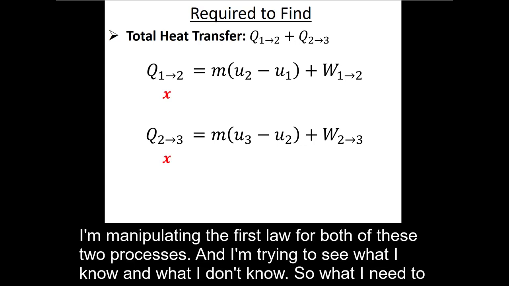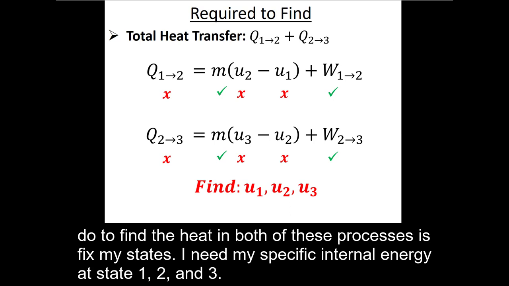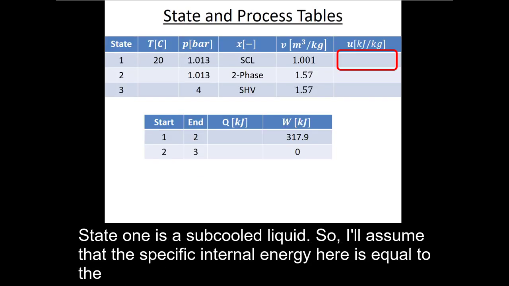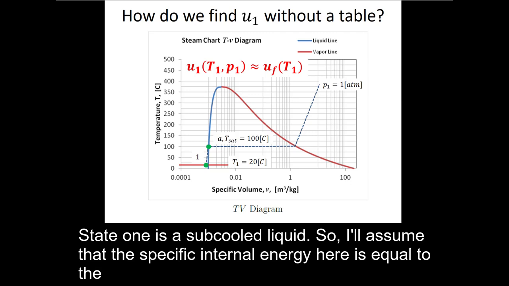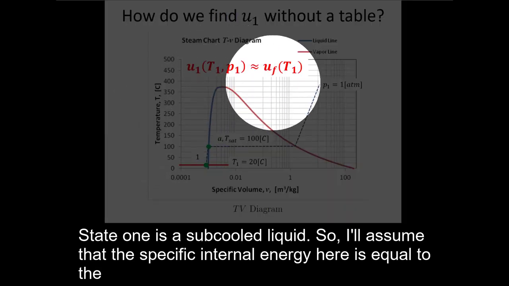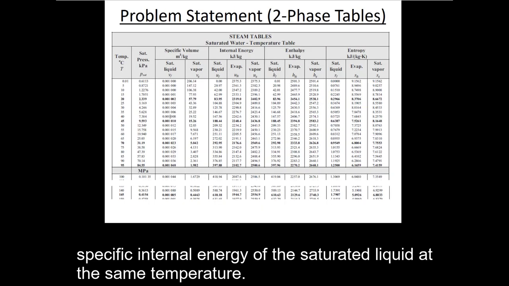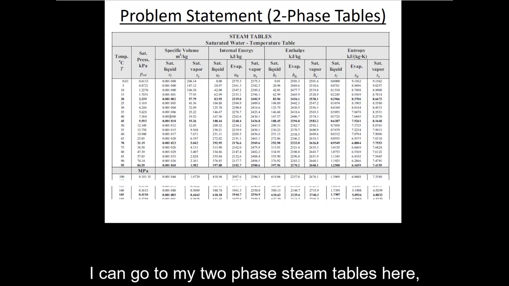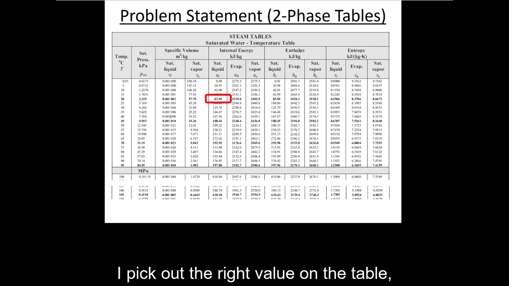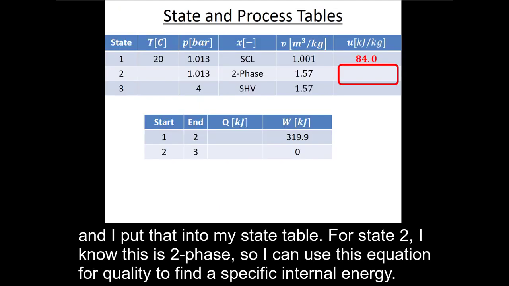I'm manipulating the first law for both of these 2 processes, and I'm trying to see what I know and what I don't know. So what I need to do to find the heat in both of these processes is fix my states. I need my specific internal energy at state 1, 2, and 3. State 1 is a subcooled liquid. So I'll assume that the specific internal energy here is equal to the specific internal energy of the saturated liquid at the same temperature. I can go to my 2-phase steam tables here. I pick out the right value on the table, and I put that into my state table.